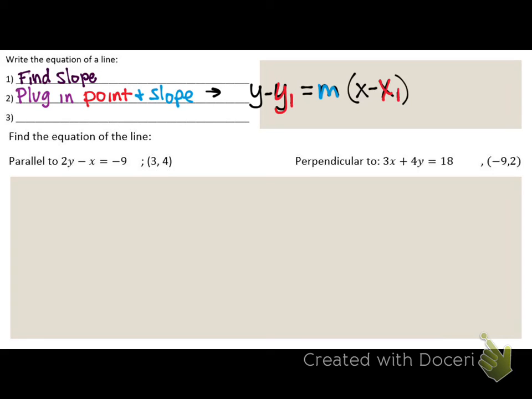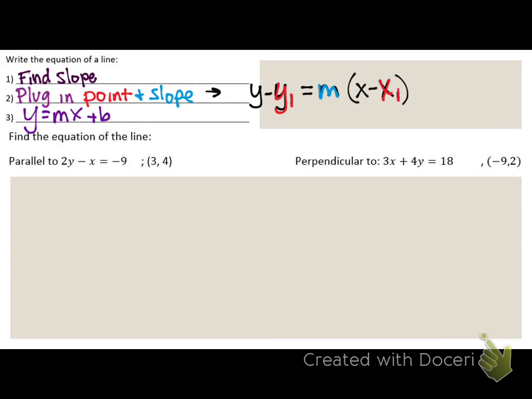And then, what do we want every single answer to look like? And we solve for y equals mx plus b. And that's what we want our final answer to look like. So first, we have parallel and perpendicular. What do we know about parallel slopes? We want to find the slope. Parallel slopes are the same slope.